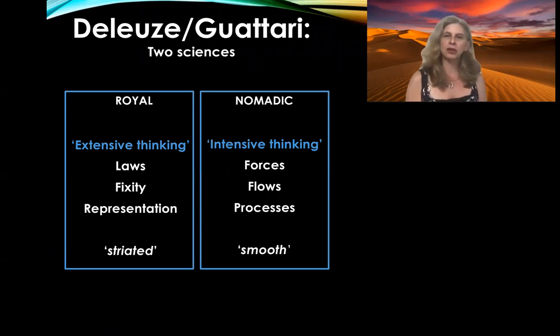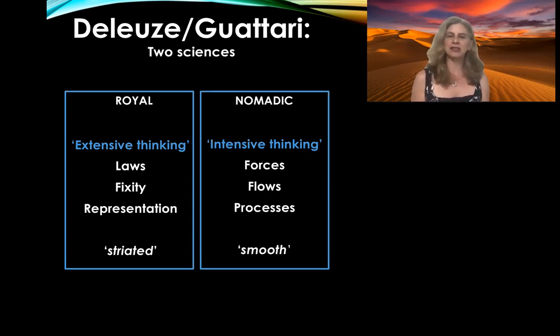Okay, so for Deleuze and Felix Guattari, they position our way of interacting with the world as being based on two sort of mental perspectives or two sciences. And they contrast the idea of royal science with nomadic science. And the way they describe royal science is much like the way we tend to operate in the world today, particularly in Western cultures, which is what they call extensive thinking.